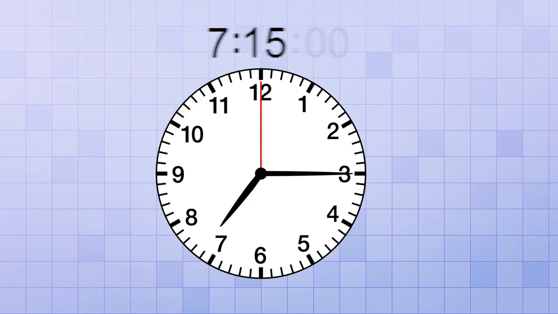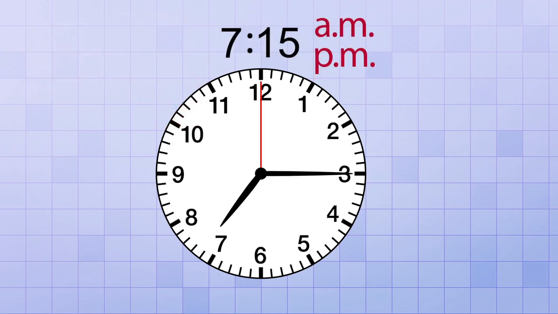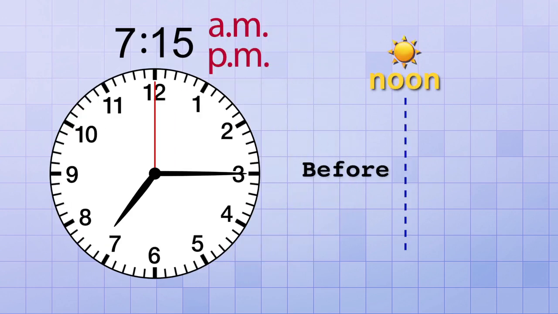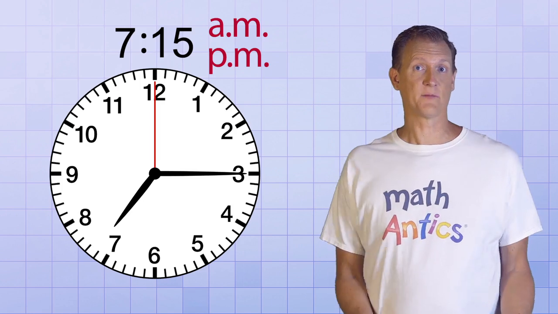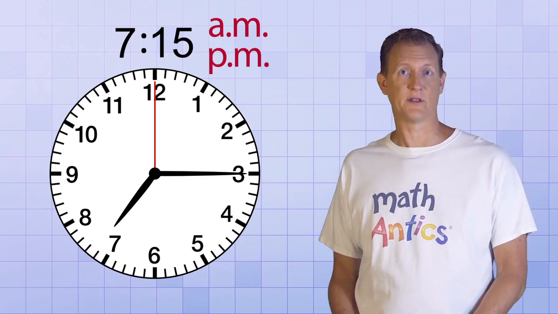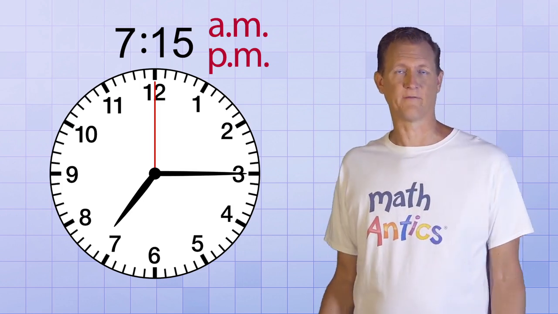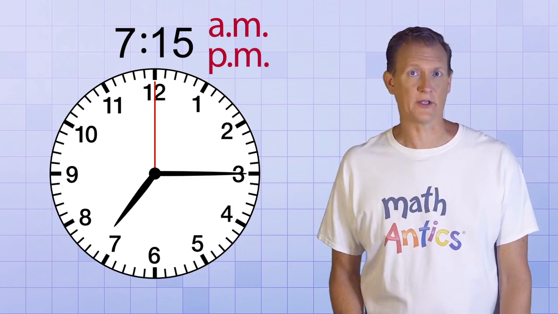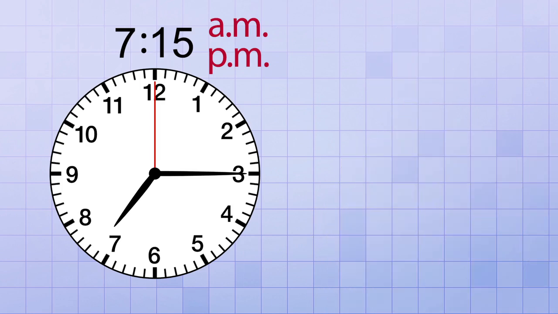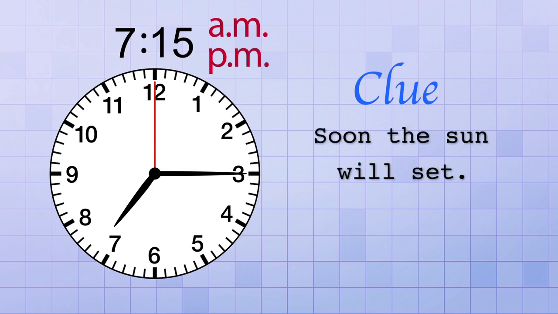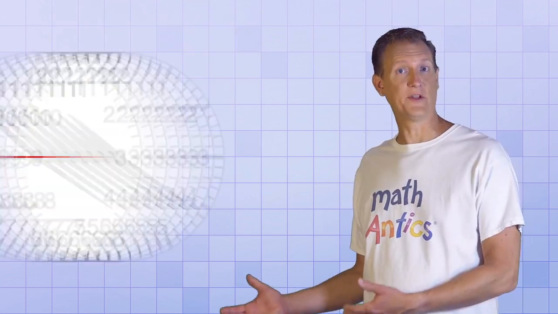But is this 7:15 a.m. or p.m.? To tell that, you need to know if it's before noon or afternoon, the halfway point of the day. Books or tests sometimes give you a clue about whether the time is before noon or afternoon, so you can figure it out. Or they may just tell you if it's a.m. or p.m. In this case, we're given the clue, soon the sun will set, so we know it's afternoon, or 7:15 p.m.